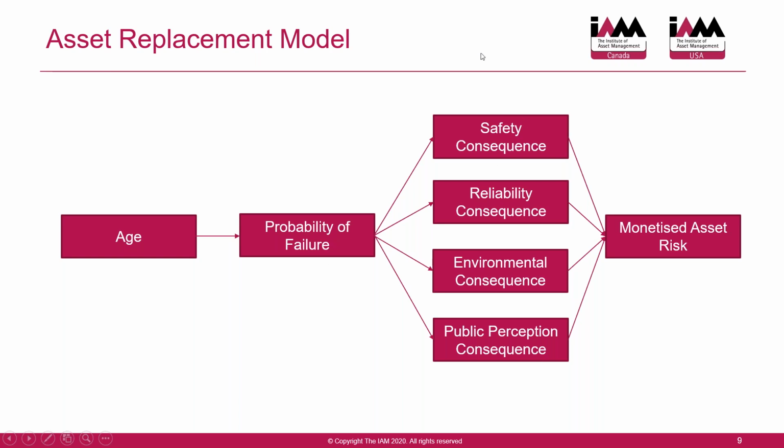The consequences of that failure are included. This could include safety, reliability, environmental, public perception, or any other consequence. Each of these consequences is multiplied by the probability of failure, and those consequences are added together. The result is the total monetized asset risk.